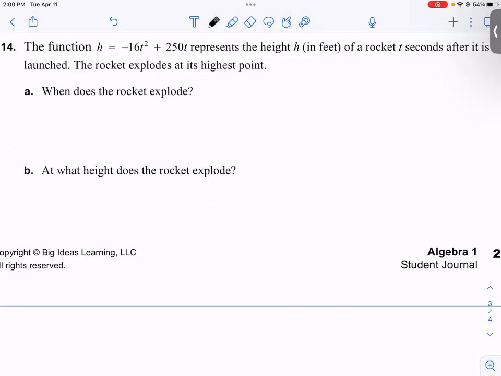So in this problem, instead of x, y, we have t and h. So the t is the time, that's how we find the negative b over 2a. When does the rocket explode? At what height? Ooh, that's the y value, okay? So they're asking you for the vertex because that's the maximum, okay?